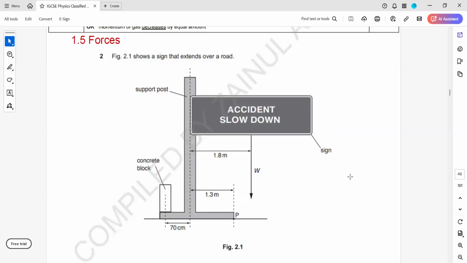So beginning of every session, we'll do some questions from classified papers. So it will be like a revision for you. You can recall what we have already completed or discussed.